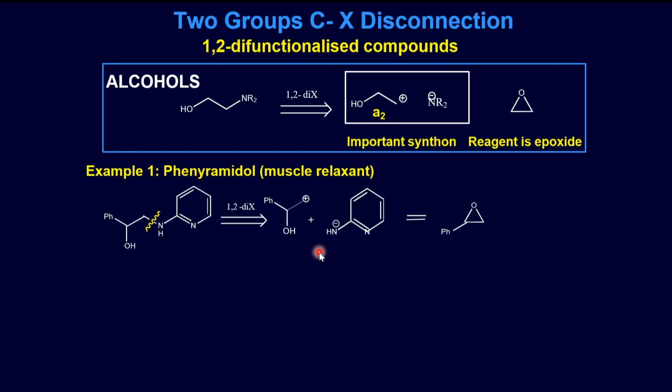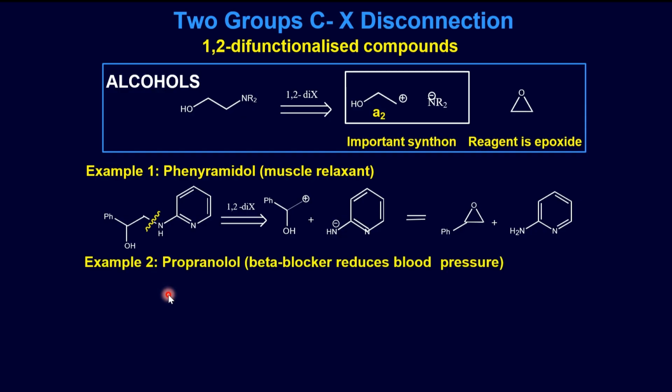These synthons can be replaced by phenyl epoxide and 2-aminopyridine. In the aminopyridine, nitrogen has a lone pair of electrons. It can attack over the positive center. The carbon oxygen bond breaks and the excess electrons move on to the O, and O minus combines with H plus. I'll get phenaramidol. This is the approach followed for the synthesis of 1,2 difunctionalized compounds.